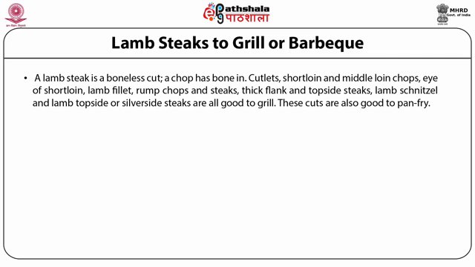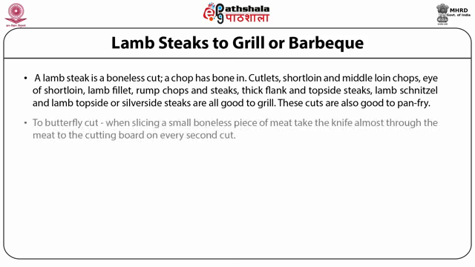Lamb steaks to grill or barbecue. A lamb steak is a boneless cut. A chop has bone in. Cutlets, short loin and middle loin chops, eye of short loin, lamb fillet, rump chops and steaks, thick flank and topside steak and lamb topside or silverside steaks are all good to grill. These cuts are also good to pan fry.